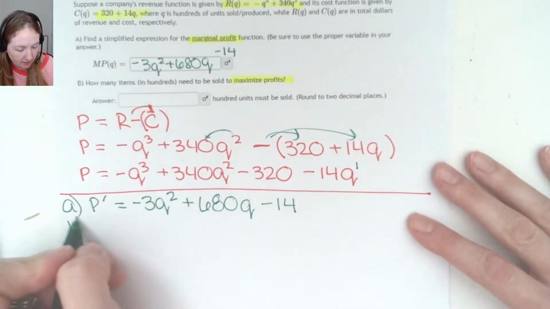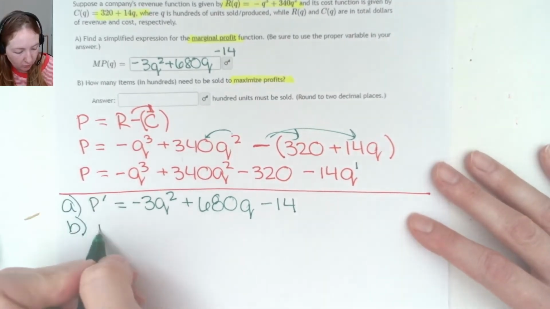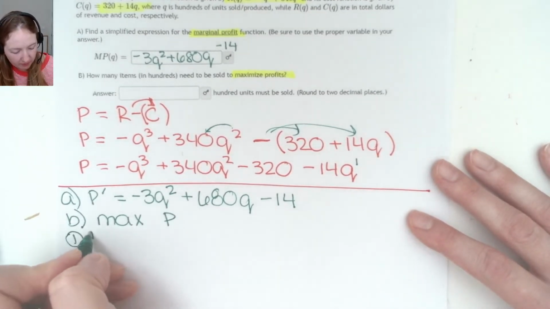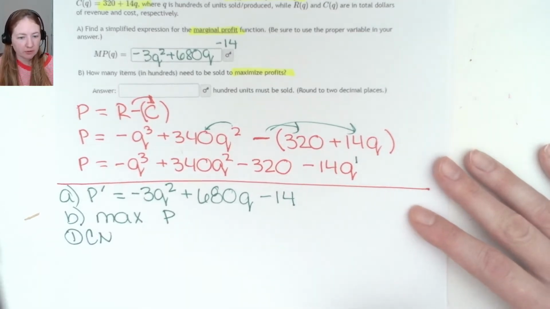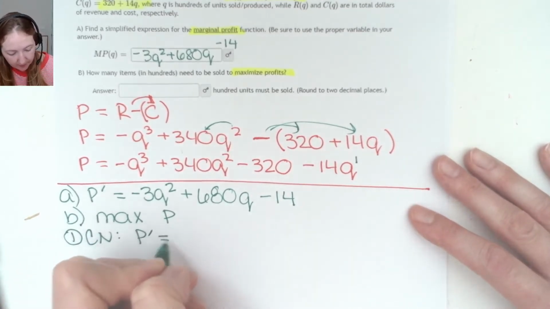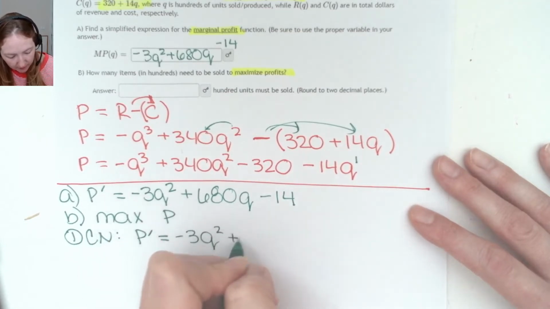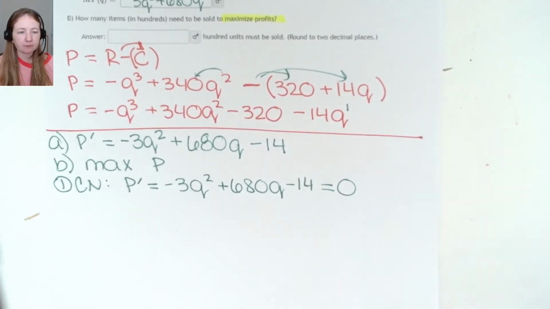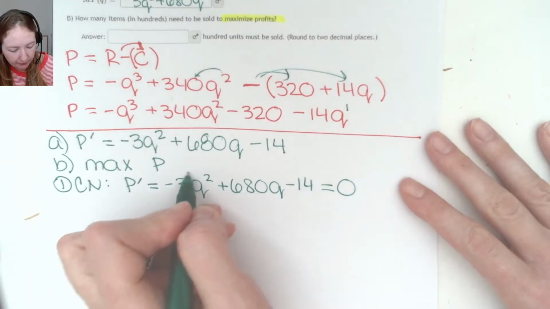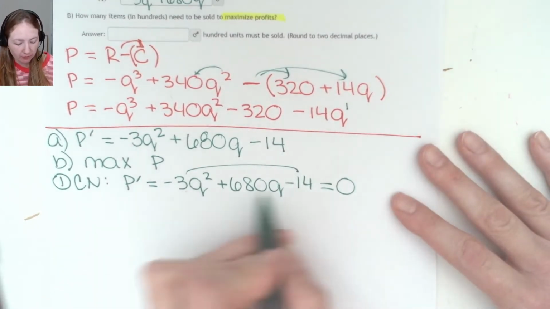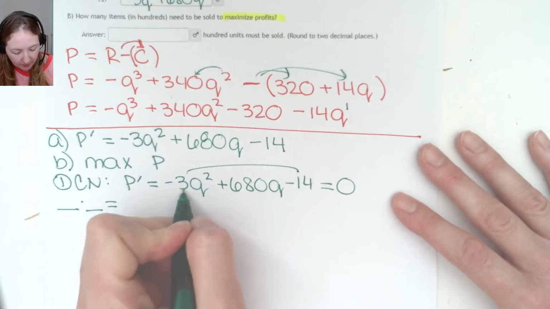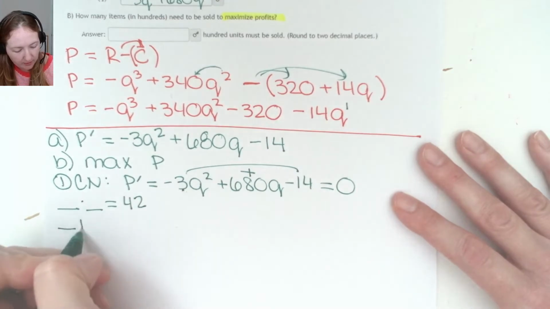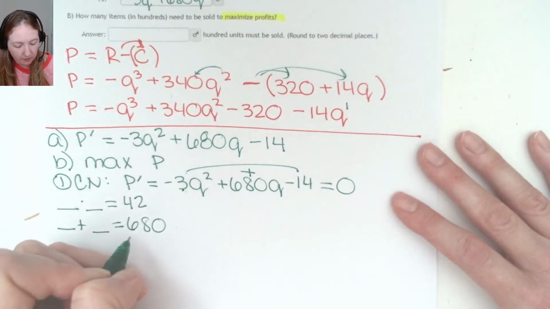Then for part B, we are asked for how many items will maximize the profit function. So to maximize profit, the first thing we need to do is find our critical numbers. So to find my critical numbers, I'm going to take my derivative, which is negative 3q squared plus 680q minus 14, and set it equal to 0. Now, usually when I find my critical numbers, I then think about the factors of the first times the last. So factors of negative 3 times negative 14, factors of 42 that add up to 680.